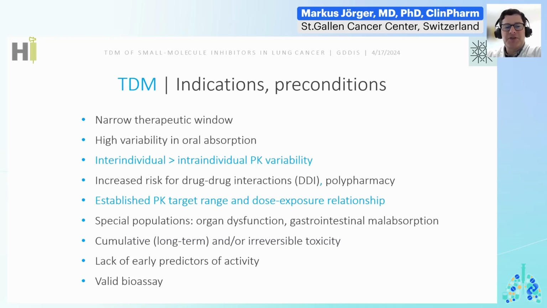A very important criterion is an established PK target range and dose exposure relationship. We will see this later. Potentially special populations. So I will also touch a little bit on general TDM situations, or what I would call opportunistic TDM, where we could focus maybe on special populations, for example, patients with organ dysfunction, or in our case, with kinase inhibitors, GI malabsorptions.